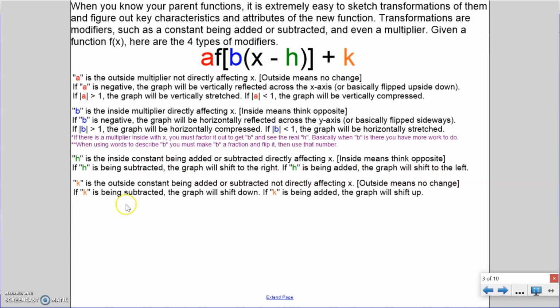And for k, k is the outside constant being added or subtracted. It does not affect x, so outside means no change. If k is being subtracted, that's just down like normal. And if k is being added, that's up like normal.